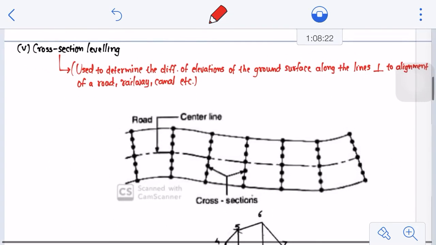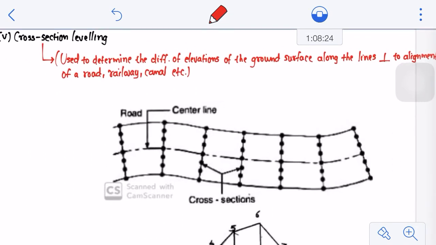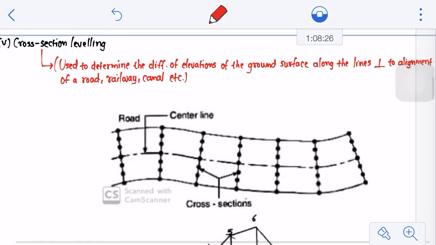So this is another one, similar to profile leveling, where now you are not interested in going along the alignment of the project, but you are interested in determining the cross section of your project, right? So that's why you will move perpendicular to the alignment, or across the alignment. So what is this leveling?